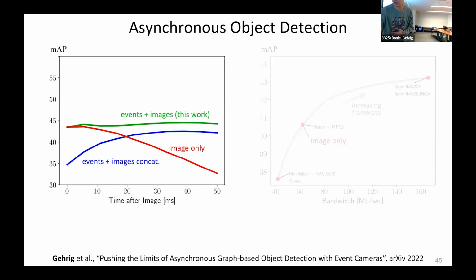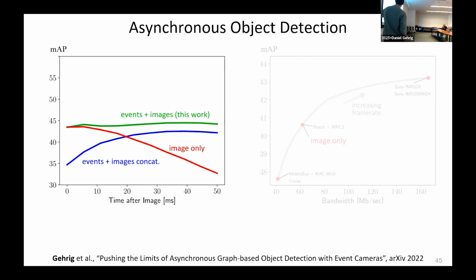So let me also explain how this looks quantitatively. What I'm talking about is that events can actually see the blind time between frames. How do we quantify this? We can look at an object detection score over time between consecutive frames, in this case 50 milliseconds, corresponding to a 20 FPS camera.